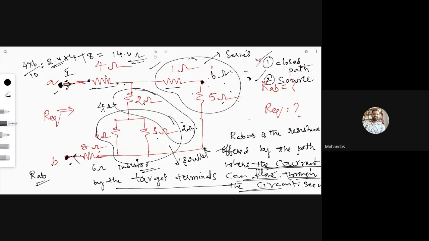14.4 ohms. This is one example. I want to explain a concept called the open circuit concept. So today we are going to discuss two concepts before solving some more problems. One is the open circuit concept.